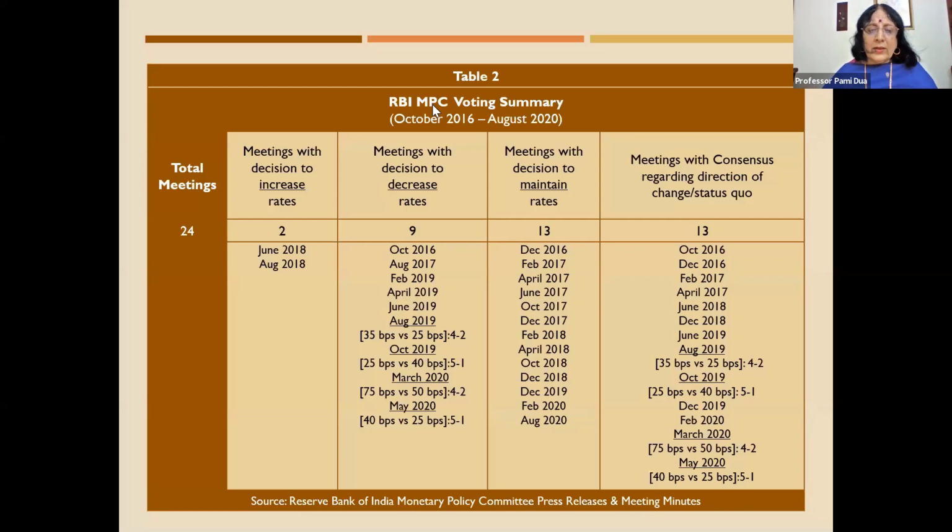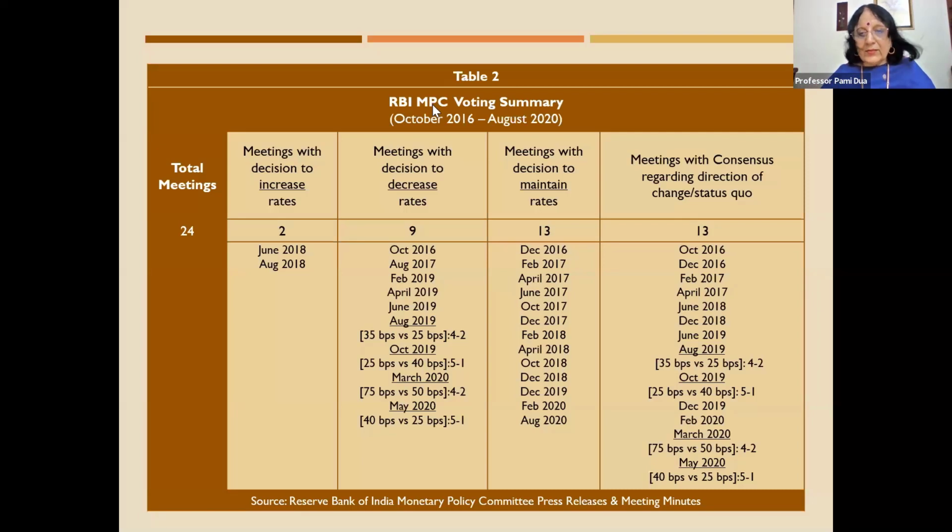Now, what I want to tell you also is that while we decided to change rates, like say decrease rates, within ourselves, we disagreed on the quantum also of change. And wherever I have put the square bracket, it means that we disagreed on the quantum of change. So we agreed on the action, but disagreed on the quantum. So it was a lot of fine tuning.